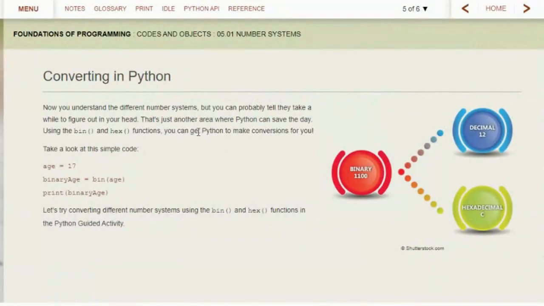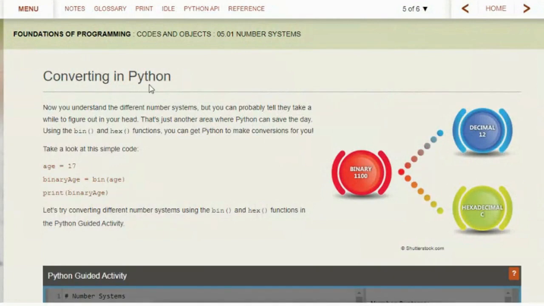So let's play with that in programming. So converting in Python. So now you understand the different number systems, or at least you've been exposed to them a little bit. You can probably tell that they would take a while to figure out in your head. If I say, okay, what's 88 in binary? What's 88 in hexadecimal? Okay, you're going to have to get a pencil and paper and do a little work. But that's another area where Python can save the day.